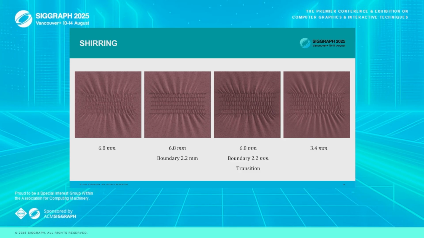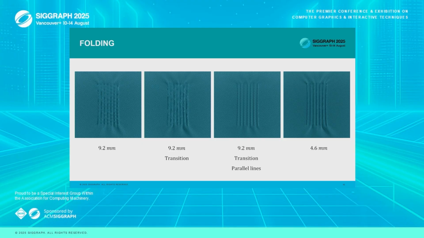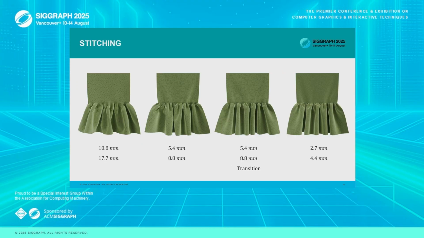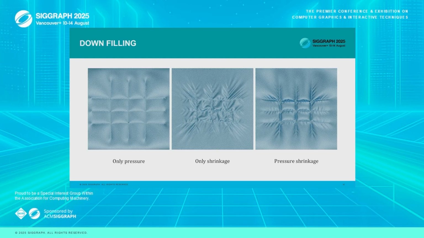Okay, let's see some results. This example shows that a smooth transition between fabric resolution and the boundary resolution can accurately produce better wrinkle details than using a uniform fine fabric resolution. And this is an example of folding, and this is an example of stitching, where a long edge is sewn to a short edge, causing wrinkles to form along the seam. And here is an example of downfilling. By taking pressure effect into account during resolution transition, our method creates a nice effect on down fabrics.